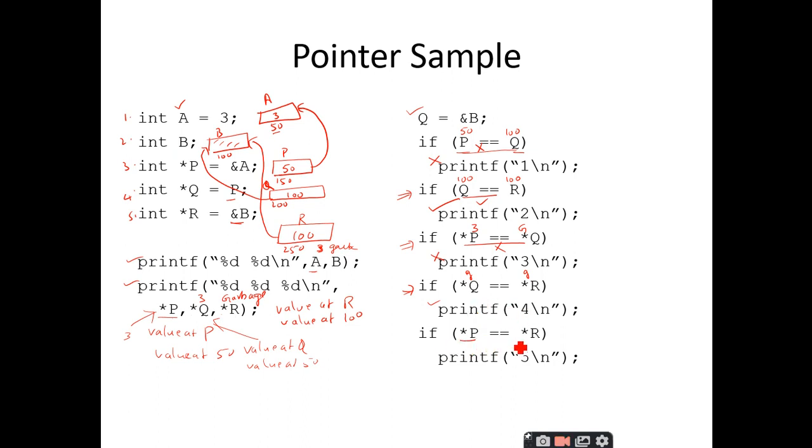Now value at p is equal to value at r. Value at p is 3, sir. Value at r is garbage. It is failing, therefore this statement will not be printed. So out of these 5 statements, only 2 and 4 will be printed. Is it clear? Yes, sir.